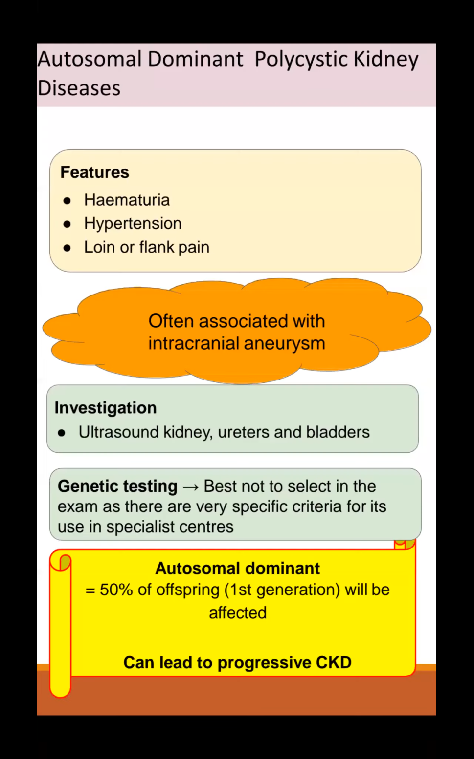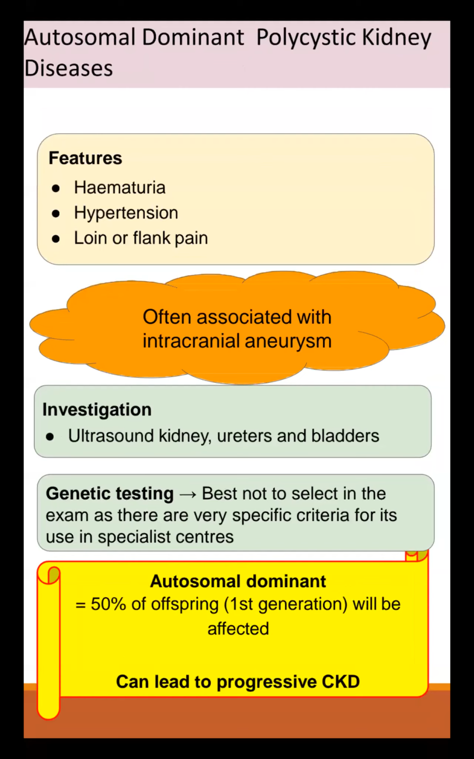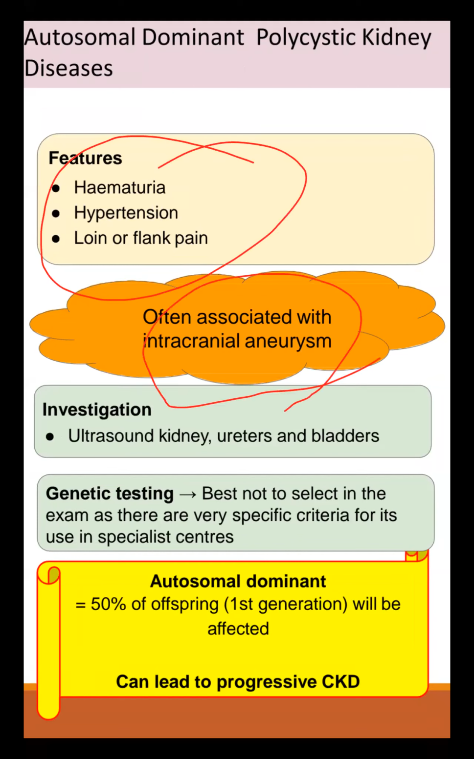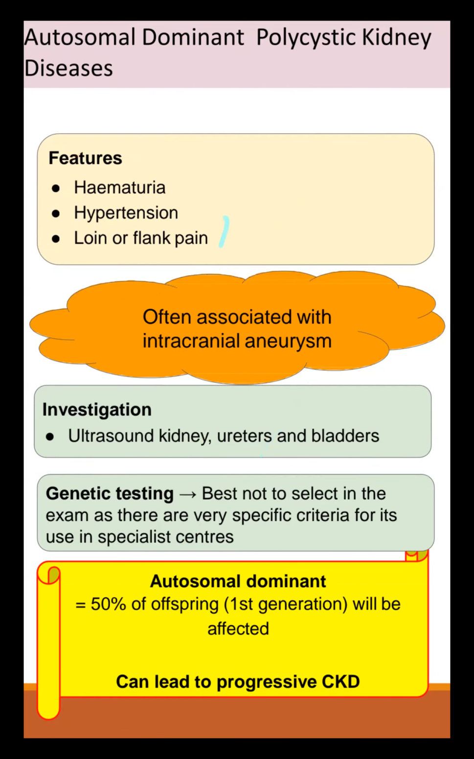ADPKD is a very important question from neurology, they ask about subarachnoid hemorrhage, and from nephrology. Hematuria, hypertension, loin pain associated with an intracranial aneurysm, which can cause bleeding. Kidney ultrasound shows cysts. Autosomal dominant polycystic kidney disease, ADPKD, can lead to progressive CKD. So we have to do a genetic test to find out the inheritance.